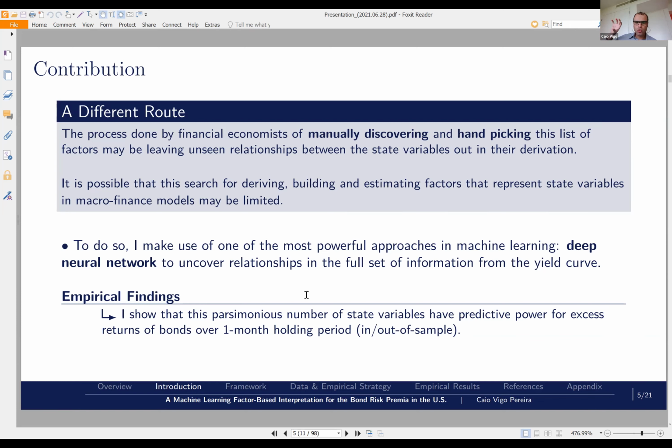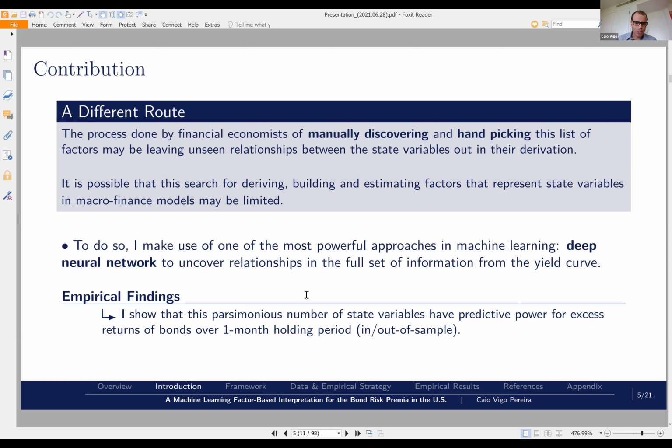So what I do, I will use what they call the spanning hypothesis. I need to go to the yield curve to collect this information. And I do this taking into consideration all the economic theory behind it. The empirical findings, in 2 bullets here: I derive 2 factors, and I show that this parsimonious number of state variables that I'm deriving, what I would call a spanning factor and an unspanning factor, have predictive power for excess returns for bonds over a 1 month holding period, which is a more robust finding.